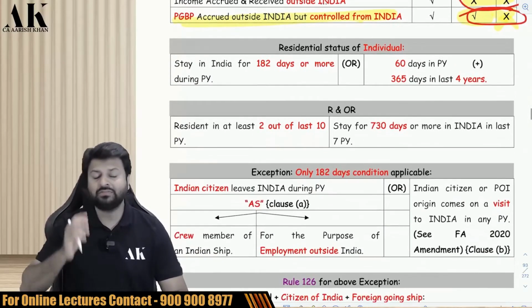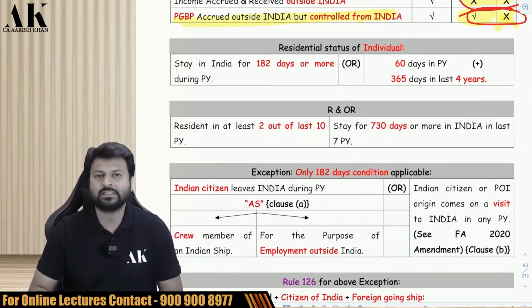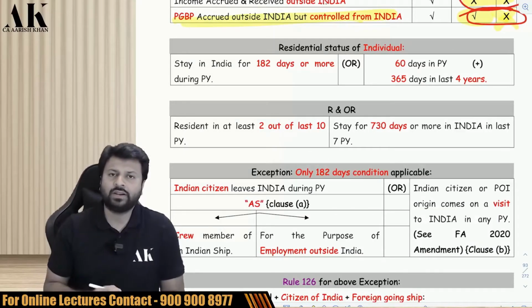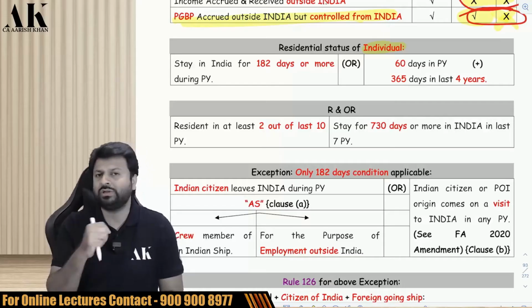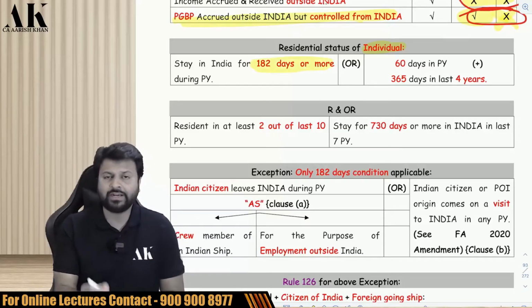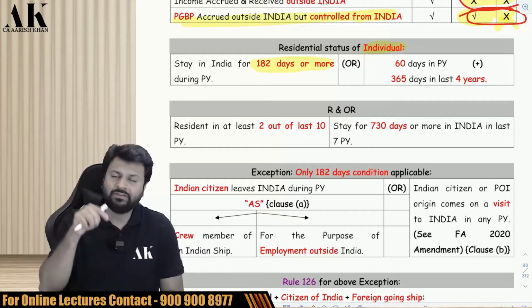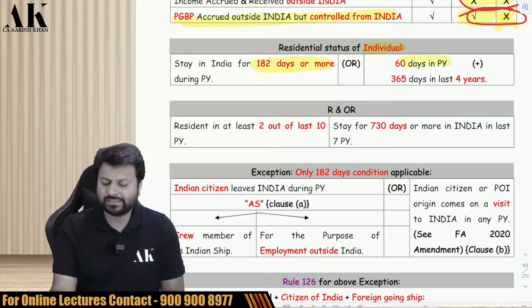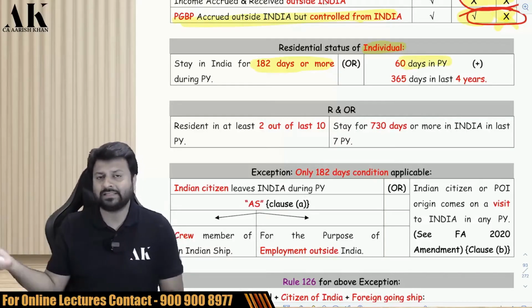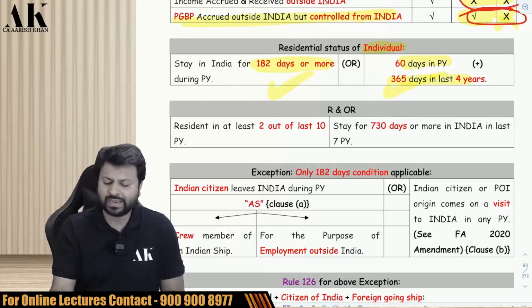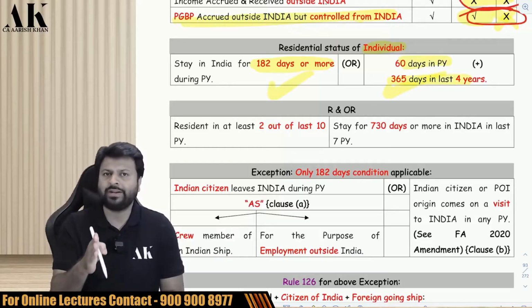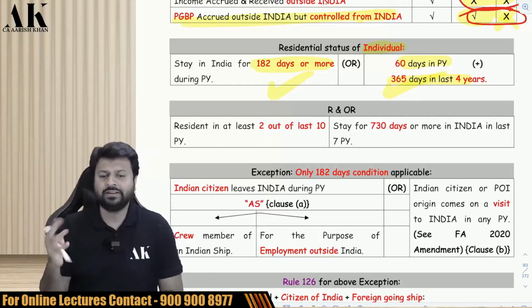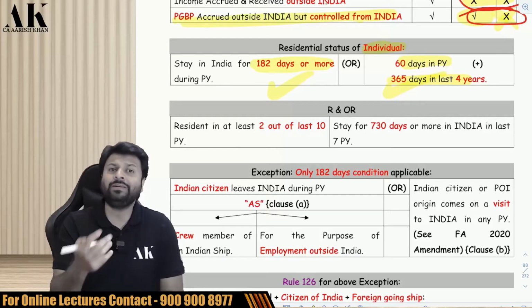Now the first thing which we need to understand over here is the residential status of every person. First of all, we'll try to understand the residential status of an individual. An individual will become resident because of either of two reasons. First, if he stays for 182 days or more in the current previous year, then he will become resident. If he does not stay for 182 days, then there is one more condition: 60 days in the previous year and 365 days in the last 4 years. If he fulfills either of the two conditions, 182 or 60 plus 365, then he will become resident.